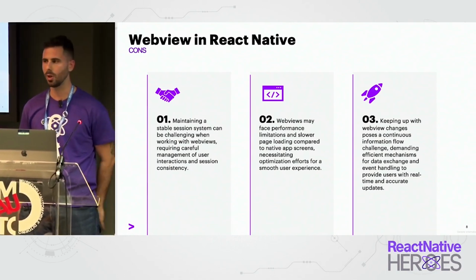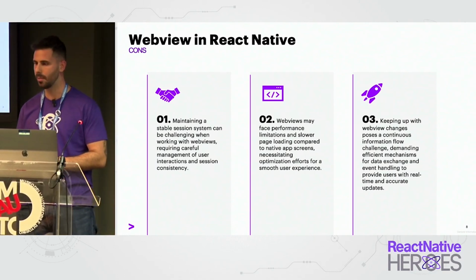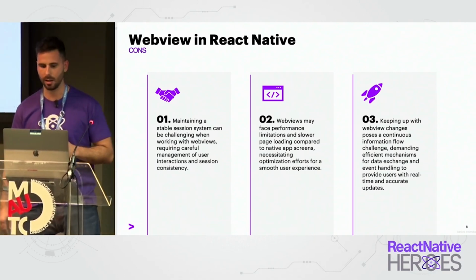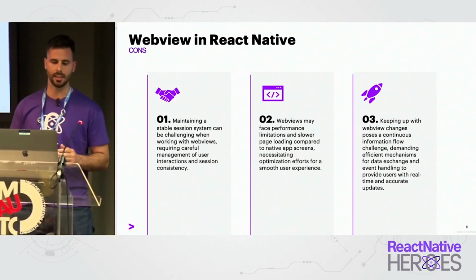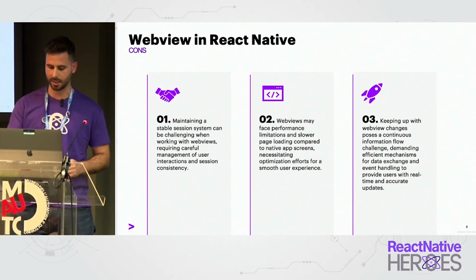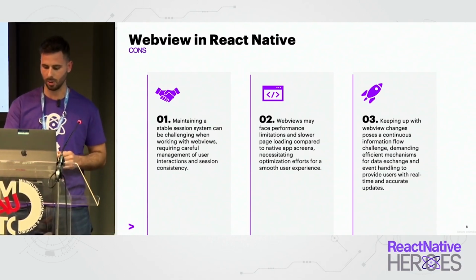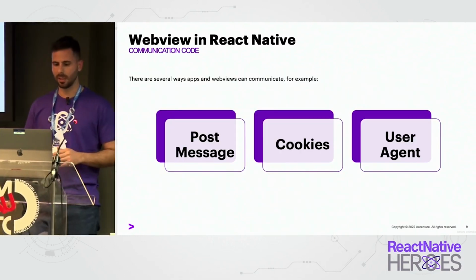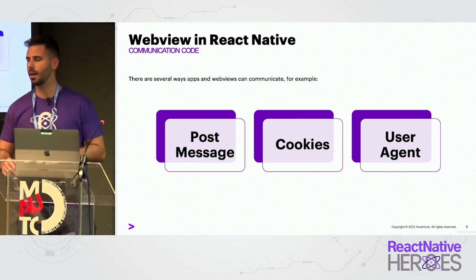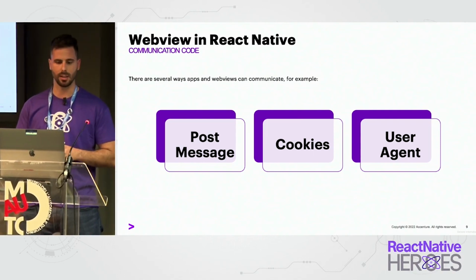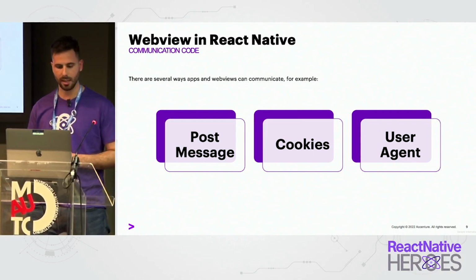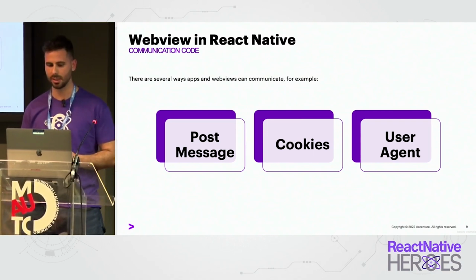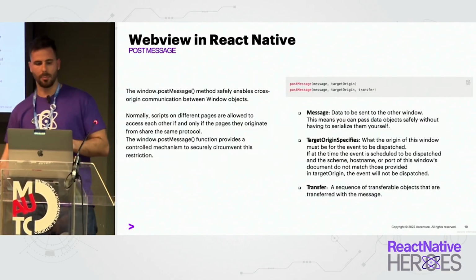To do it, we need the web app to send a message to the application to say that the user did something in this side of code. There are 3 different methods that the web app, the Webview, can use to talk with the mobile application: the post message, the cookies, and the user agent.